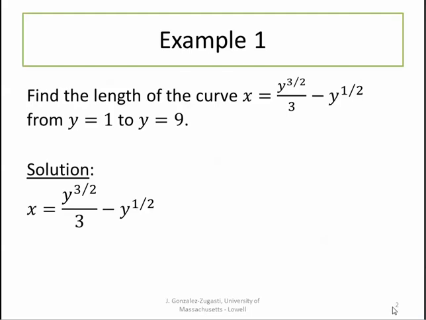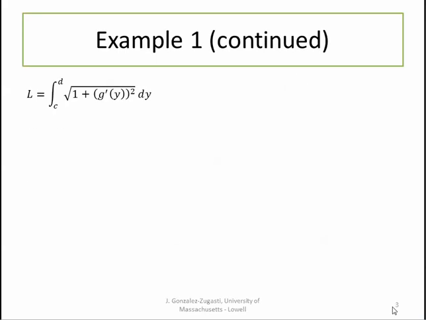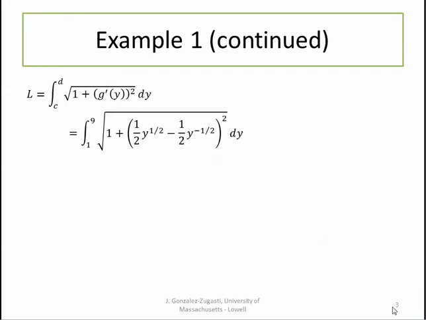So to start, we have our function x equals some function of y. We find its derivative. And once you have the derivative, you're all set to go forward with your formula. The formula is that arc length is equal to the definite integral from c to d of the square root of 1 plus the derivative of your curve squared. So we plug in what we know. C and d are our 1 and 9, and we found our derivative, and now we're going to square it.